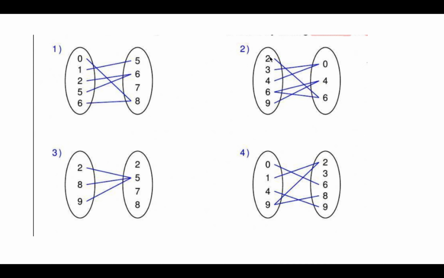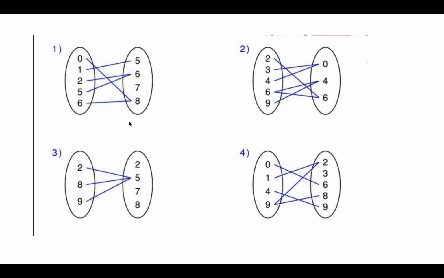Here we can see that there are 5 elements in the first set, like 2, 3, 4, 6 and 9. And every element has an image in the next set. If you look, 2 only has one image, 3 only has one image, 4 only has one image, 6 has two images. So it's not a function, it's a relation. It's just a relation, it's not a function because 6 has two images in the next set. I hope you understand the difference between a relation and a function.